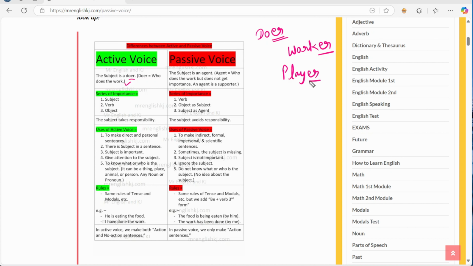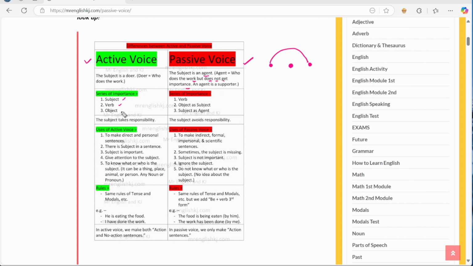Now, the point is, we know active subject is the doer, but in passive, subject is an agent. An agent who does the work but does not get importance. Agent is like a mediator, okay? You do a work, there is a purchaser or seller, and then agent, a middleman, okay? Not that important. We focus on these two generally. So that is what a passive is, where subject is not that important, okay? In active, we highly focus on subject. In passive, it's not important, okay? Remember that.